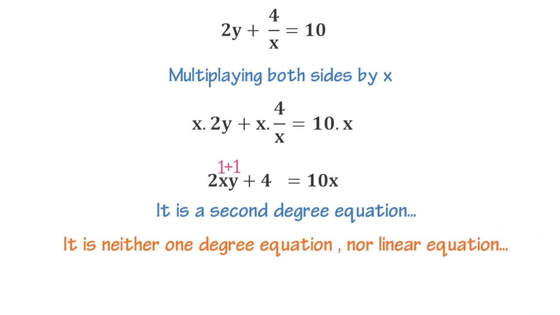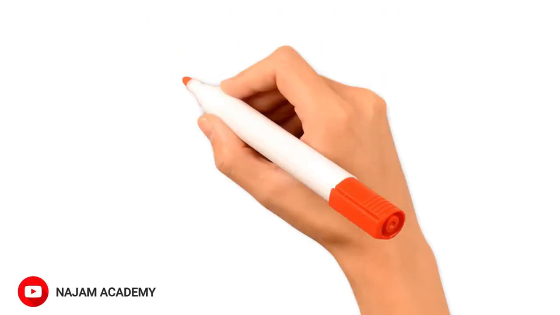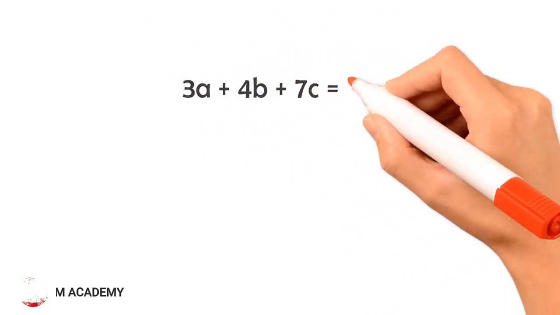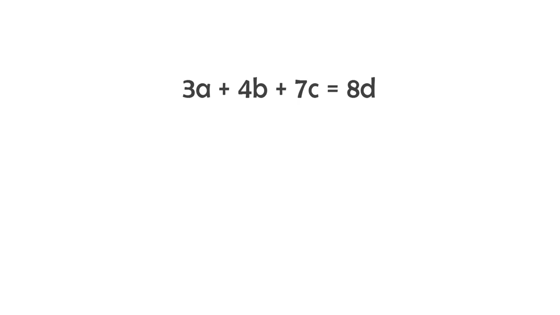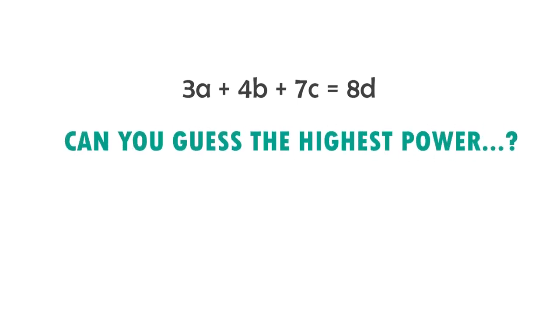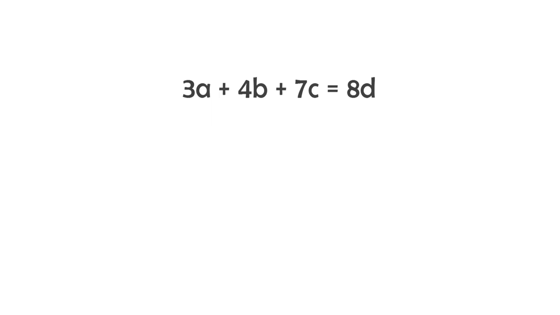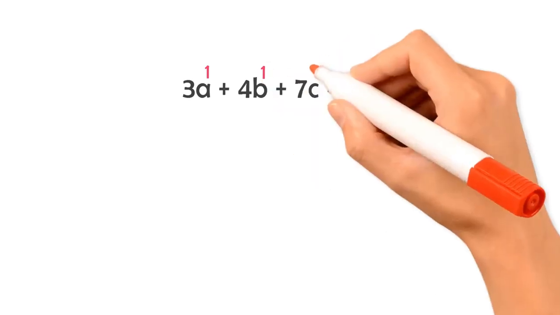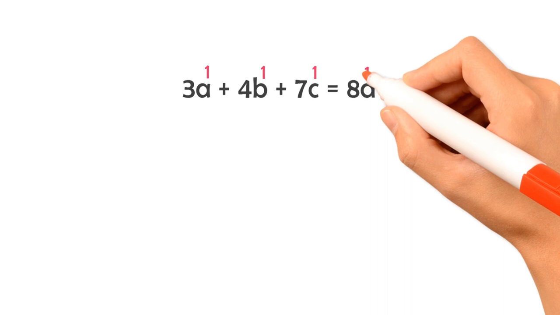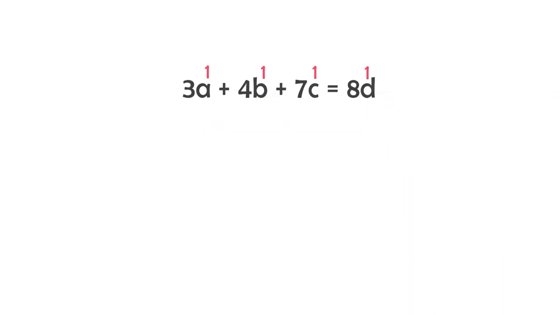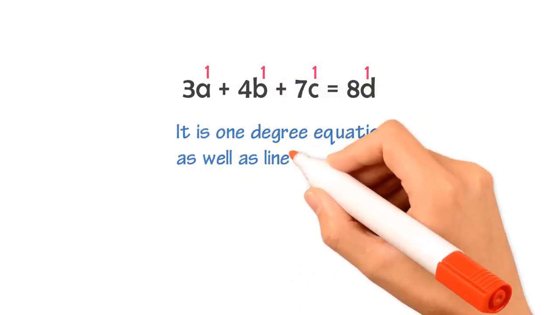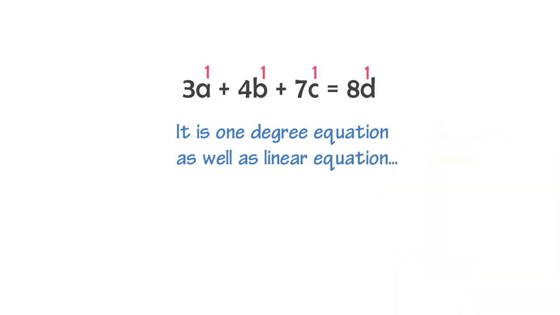Now let me give you one last example. 3a plus 4b plus 7c is equal to 8d. Can you guess its highest power? I hope so. There are four terms in this equation. The power of a is 1. The power of b is 1. The power of c is 1. And the power of d is also 1. Hence the highest degree of this equation is 1. Thus it is a one degree equation as well as a linear equation.